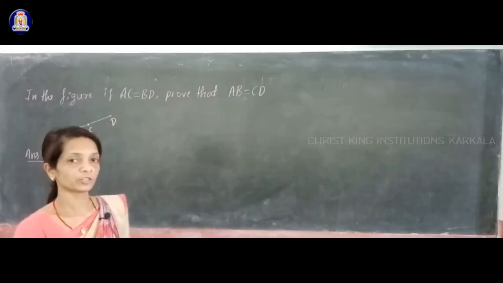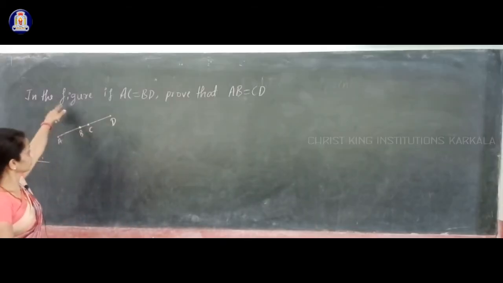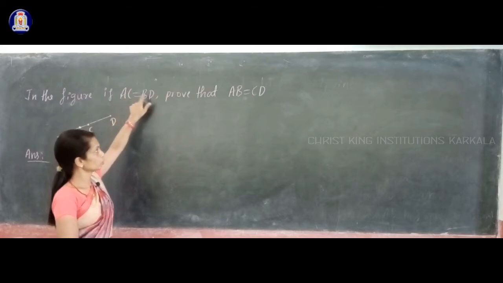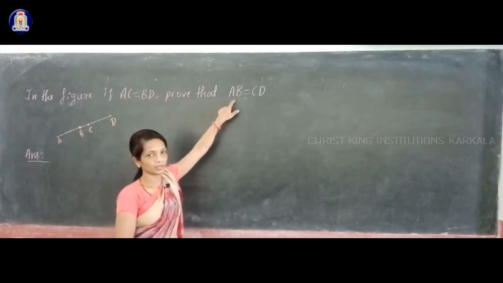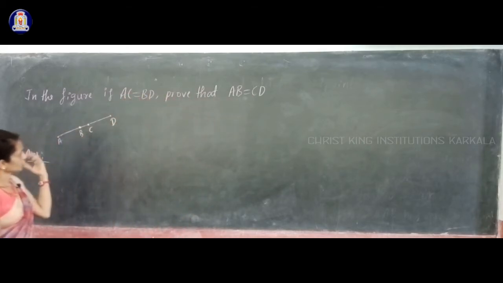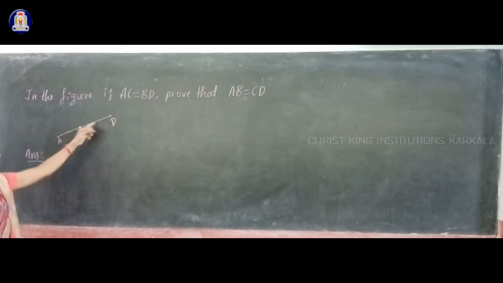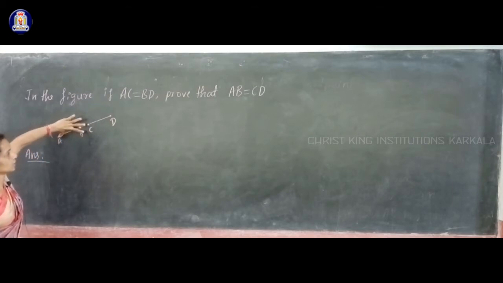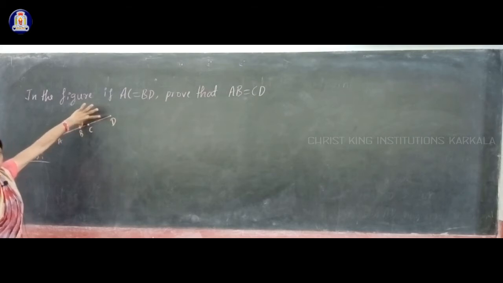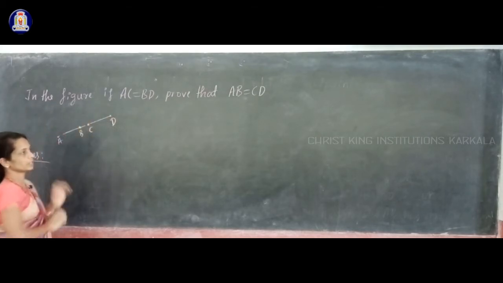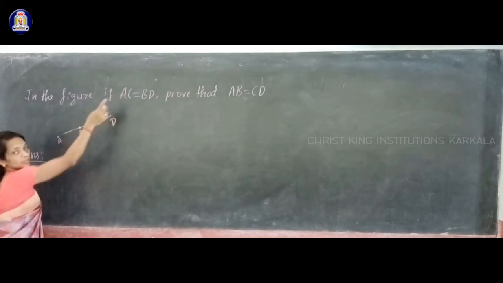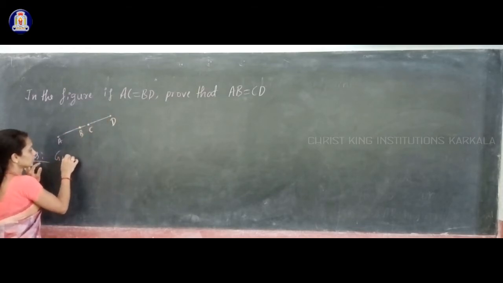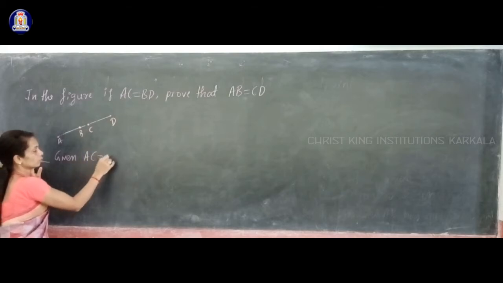Okay, thank you. Next problem: in the given figure, if AC is equal to BD, then prove that AB is equal to CD. Now you are given this figure, line AD, and points B and C are like this, such that AC is equal to BD. Using that you have to prove AB is equal to CD. I will start with what you are given, AC is equal to BD.